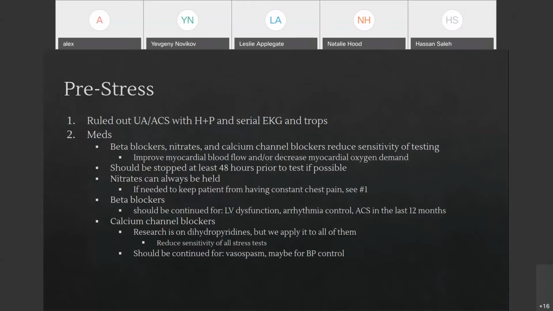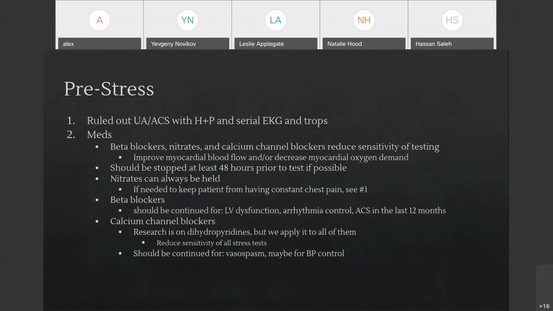For calcium channel blockers, the research is all on dihydropyridine calcium channel blockers, which we don't see nearly as much of as we used to. That's verapamil and diltiazem, but it gets applied to all of the calcium channel blockers. So when we have patients on amlodipine and nifedipine, we say that maybe those reduce the sensitivity of stress tests as well. The one caveat for calcium channel blockers is those need to be continued if people have a documented history of vasospasm, which is rarely confirmed in the cath lab, but if they have that, keep them on their calcium channel blockers. And then maybe for blood pressure control.